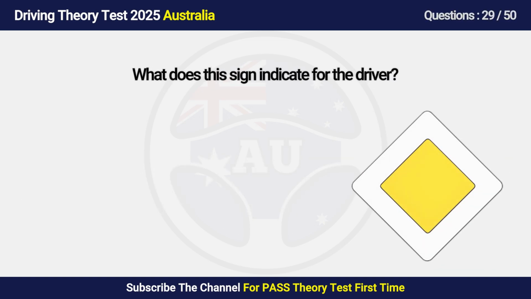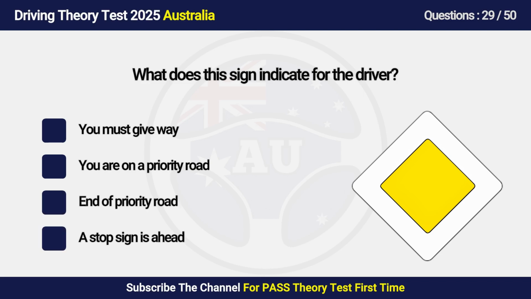Question 29. What does this sign indicate for the driver? A. You must give way, B. You are on a priority road, C. End of priority road, D. A stop sign is ahead.